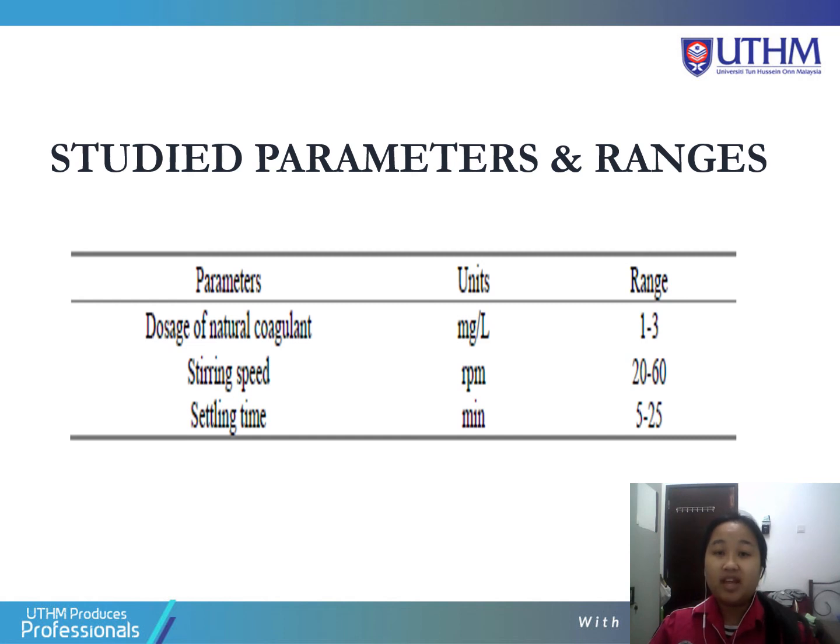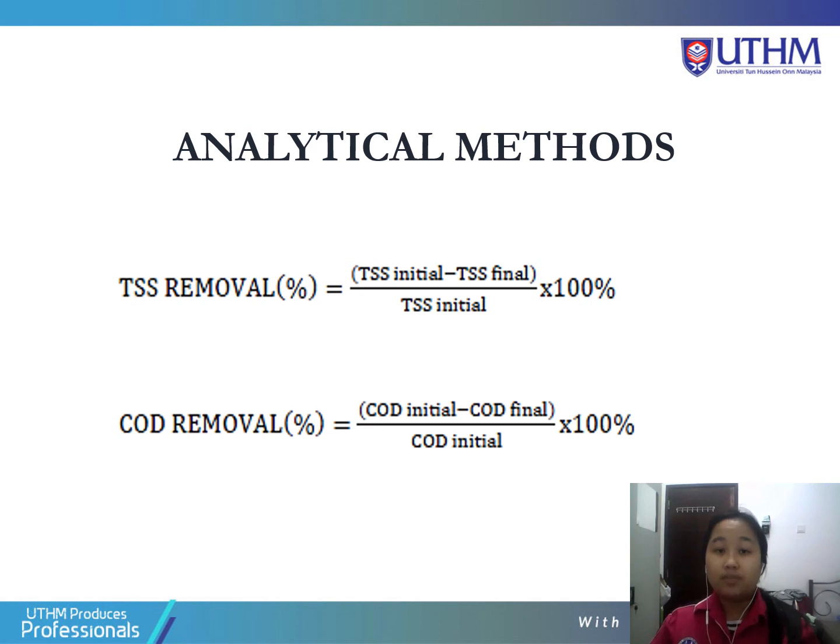The study parameters and ranges are shown in the table, which include dosage of natural coagulant, stirring speed, and settling time. We adjust the dosage of natural coagulant from 1 to 3, stirring speed from 20 to 60, and settling time from 5 to 25 minutes. Next, we also apply the analytical method using TSS removal and COD removal in order to calculate the efficiency of the Moringa oleifera seed in reducing the turbidity of the kitchen wastewater.